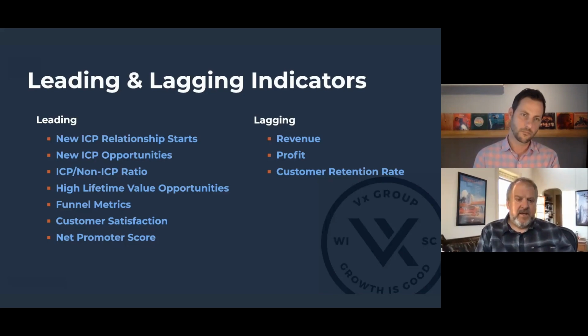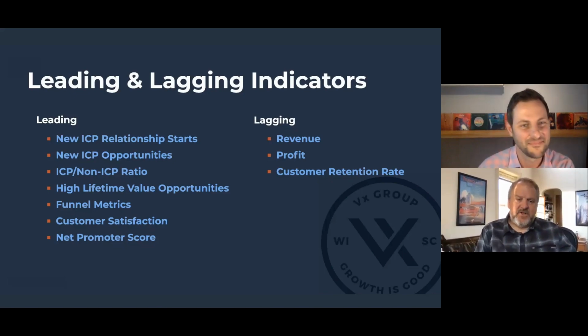Taking a look at your ICP to non-ICP ratio, you want that to be 100% ICP. Probably not realistic in most organizations, but certainly something to strive for. How many high lifetime value opportunities do we have? I put down your sales funnel metrics, but you want to make sure your funnel is aligned with high lifetime value sales. Otherwise, your numbers will get all wonky.